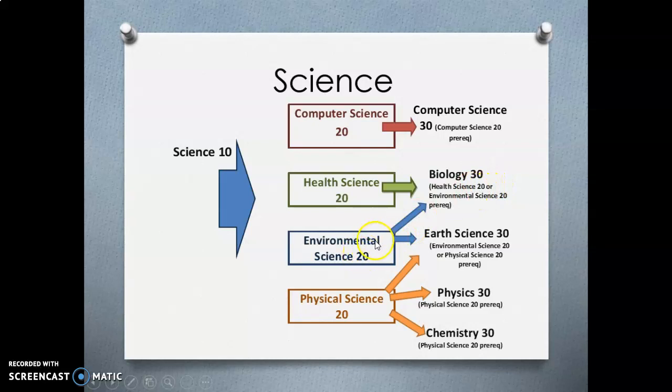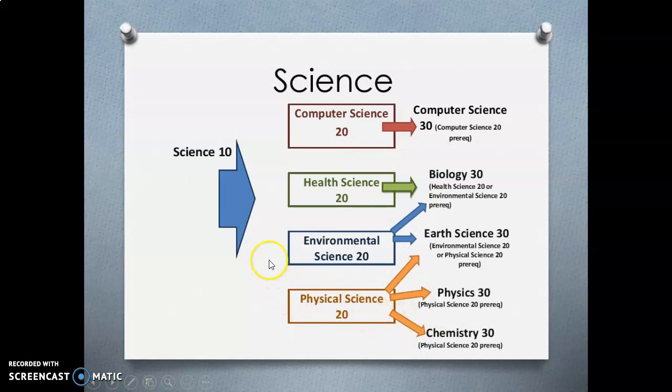Environmental Science you can take, and that will lead you into Bio 30, or Earth Science, which we have never offered here because there just hasn't been basically enough interest. And then Physical Science kind of leads you into a lot of other paths. The only thing it doesn't do is lead you to biology. So Physical Science is really, really important to take if you want to go into Physics 30 or Chemistry, because it is the only prerequisite for those classes.